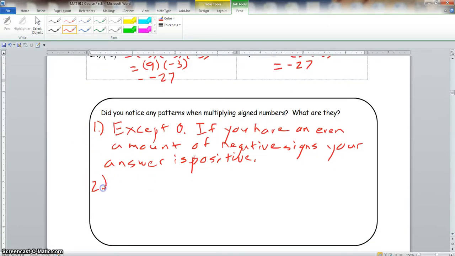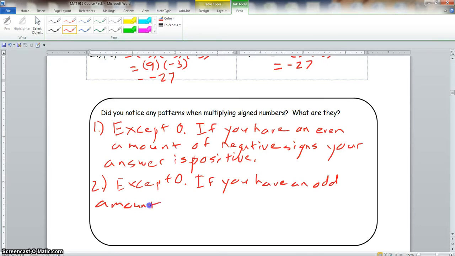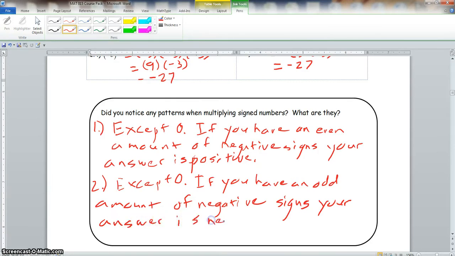But then if you have, we're going to put, again, except 0. Except 0. If you have an odd amount of negative signs, your answer is negative.